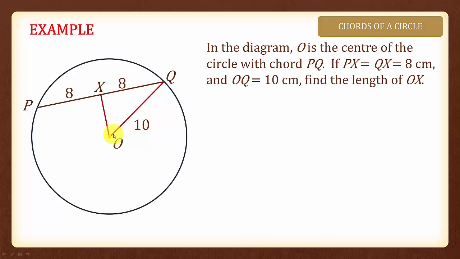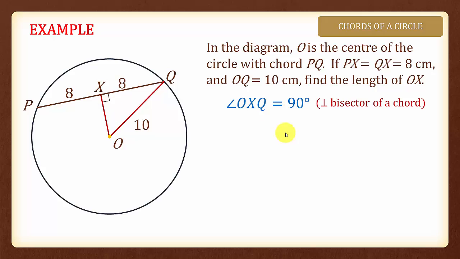Now we know that angle OXQ is actually 90 degrees because of the property perpendicular bisector of a chord. This property states that if we draw a line from the center of the circle to the center of the chord PQ, this line will bisect the chord PQ at 90 degrees.